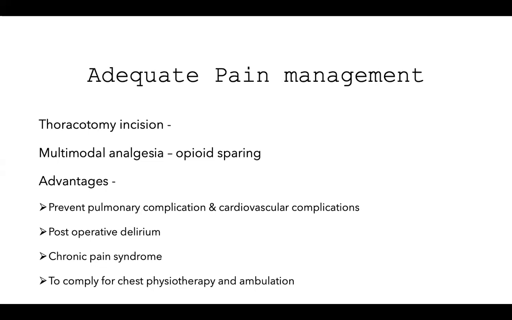Adequate pain control is very, very important, specifically if they are having an open thoracotomy, because the pain at the surgical site will prevent the patient from doing deep breathing, coughing, and active thoracic physio. Present practice is multimodal analgesia with a target of opioid sparing. And what are the benefits? It prevents pulmonary and cardiovascular complications. Postoperative delirium is reduced, chances of chronic pain syndrome are less, and it allows compliance with chest physiotherapy and ambulation. So presently we are trying to cut down opioids as much as possible.